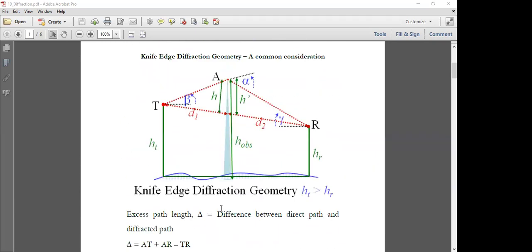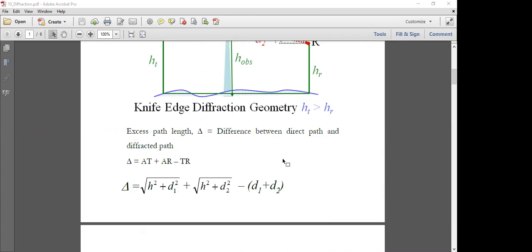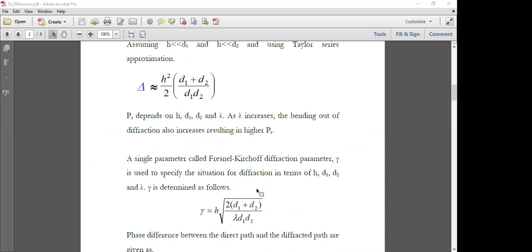In our assumption, H is the height of the obstruction above the line connecting transmitter and receiver. If H is plus 2 meters, then the obstacle is 2 meters above the line. If your tower height is lower than this line connecting them, then H will be negative. We start measuring H from the TR line. Okay, got it?